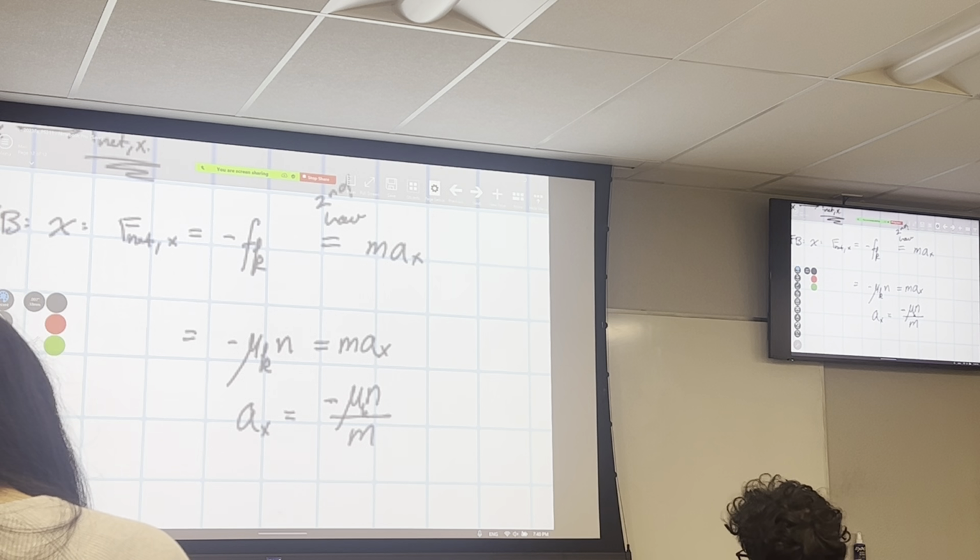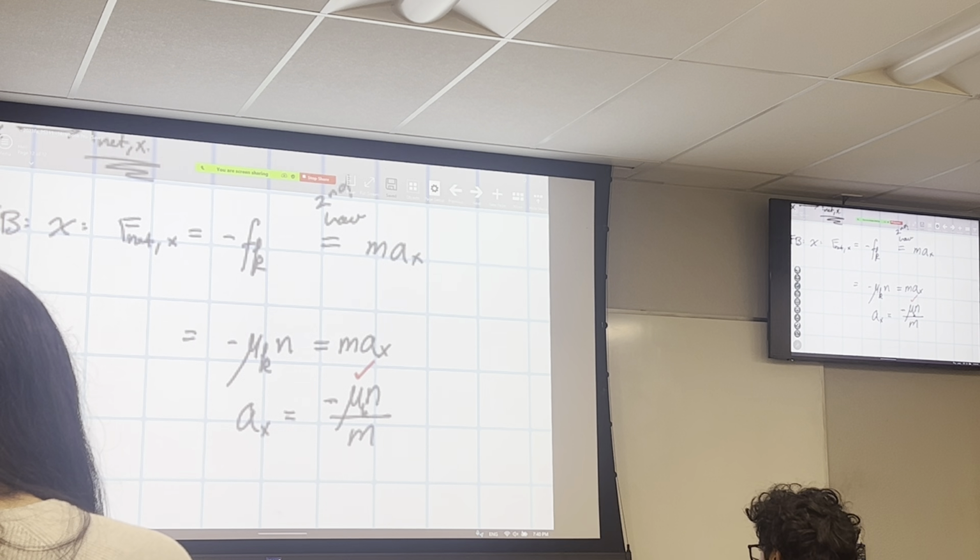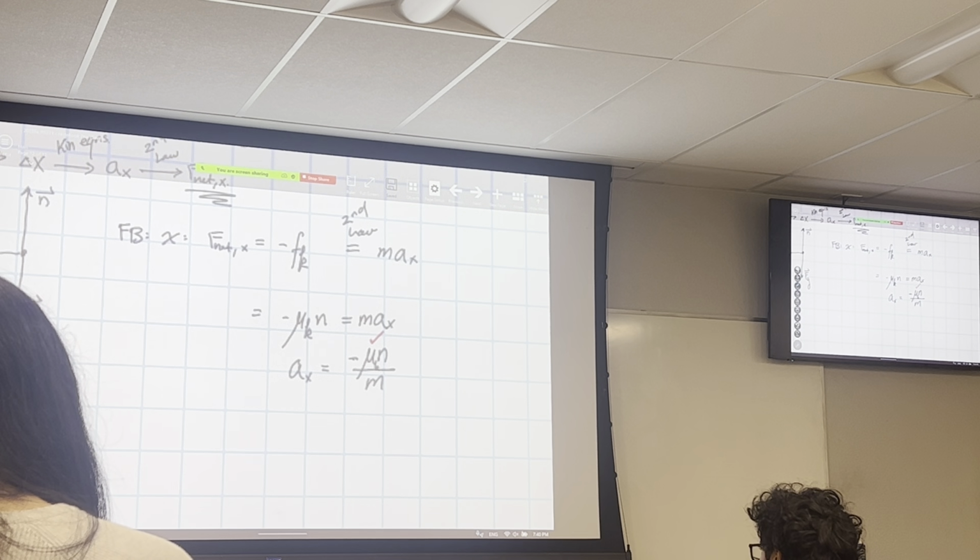Now we just need to assess, do we know each parameter here? Do you know mu? Yes, we do. We specified wooden box and on snow. Do we know the normal force? All right, I saw shaking heads and then nodding. Who says we know the normal force? Raise your hand. Who says we don't know the normal force? Raise your hand. We don't know the normal force.